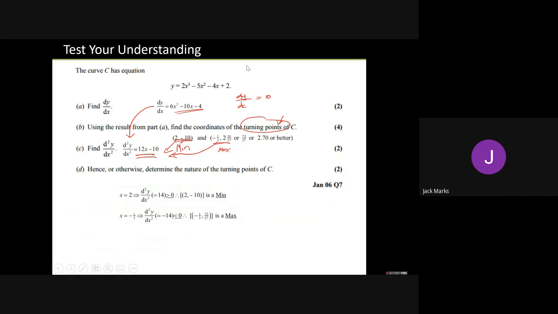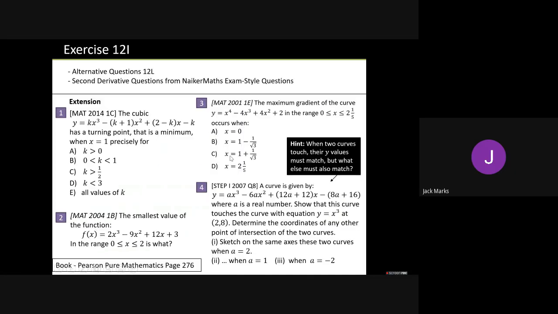And that's the idea. So this is the most efficient way, really, to find out if you have a minimum or a maximum. Time to have a go at some related questions.